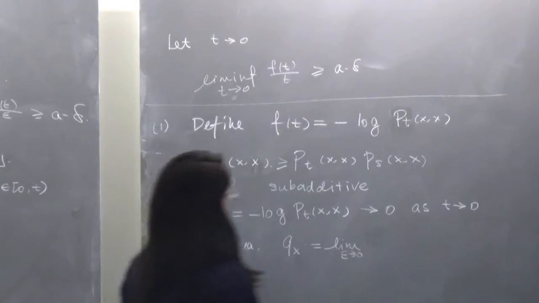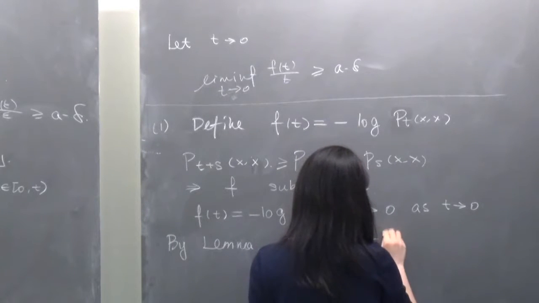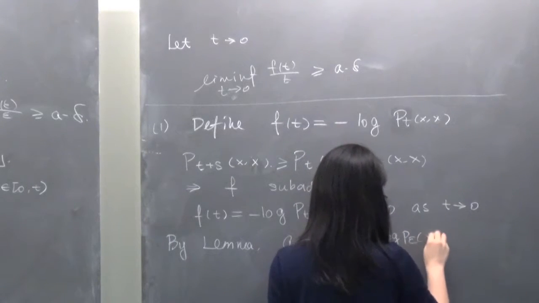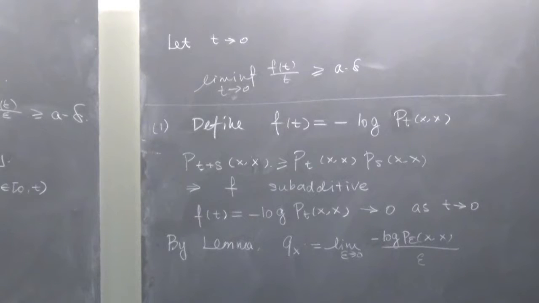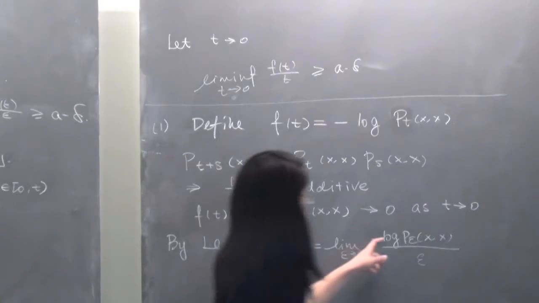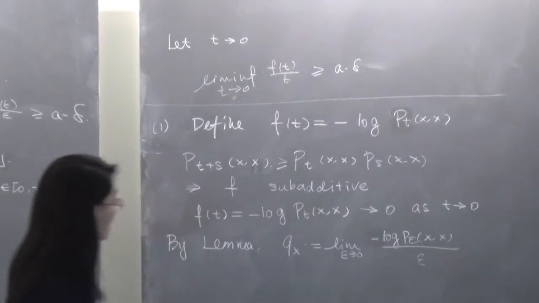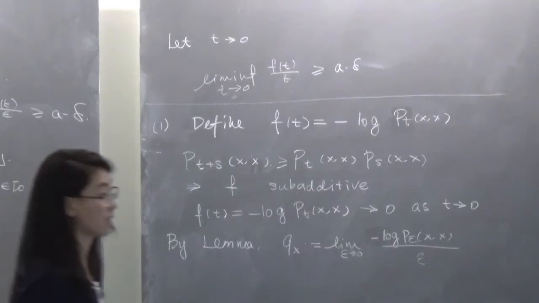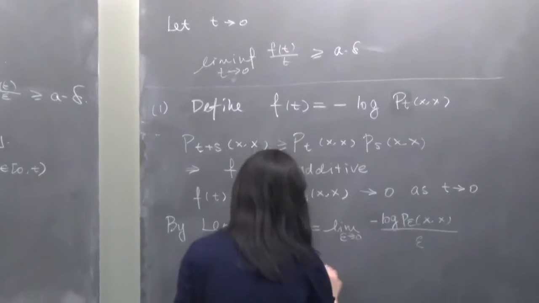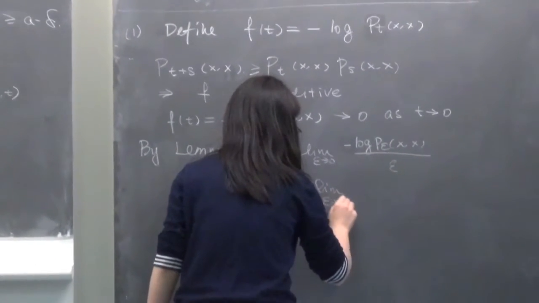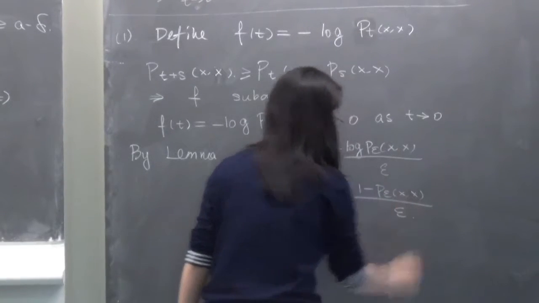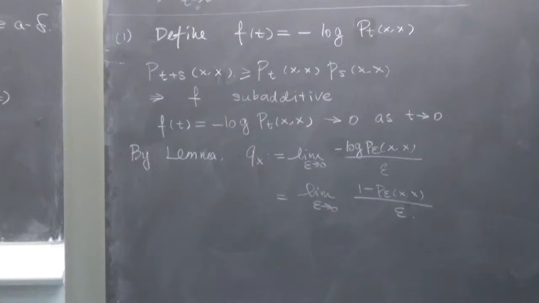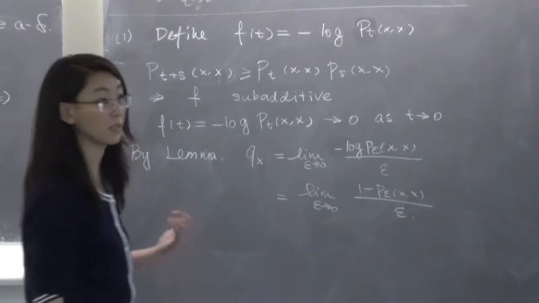So this limit exists, and then we can expand this minus log p_epsilon, and we see that as epsilon goes to 0, it is approximately the same as 1 minus p_epsilon. So this shows the first item. So if p_epsilon is subtracted by 1, then we can take the right derivative and the limit exists.